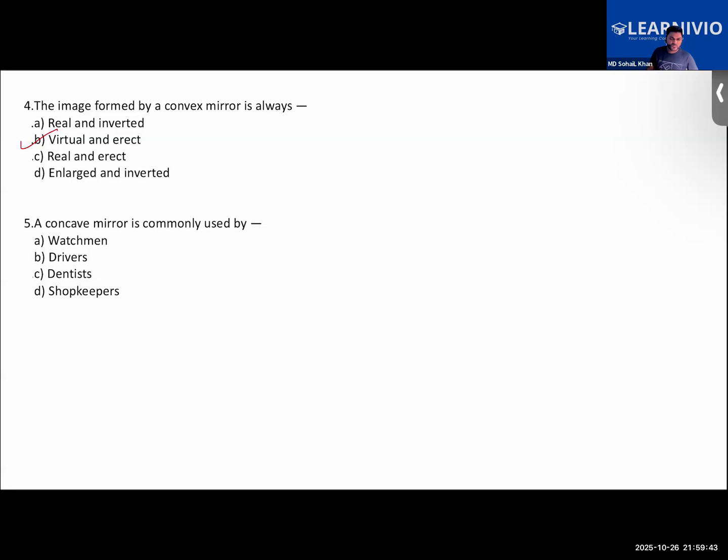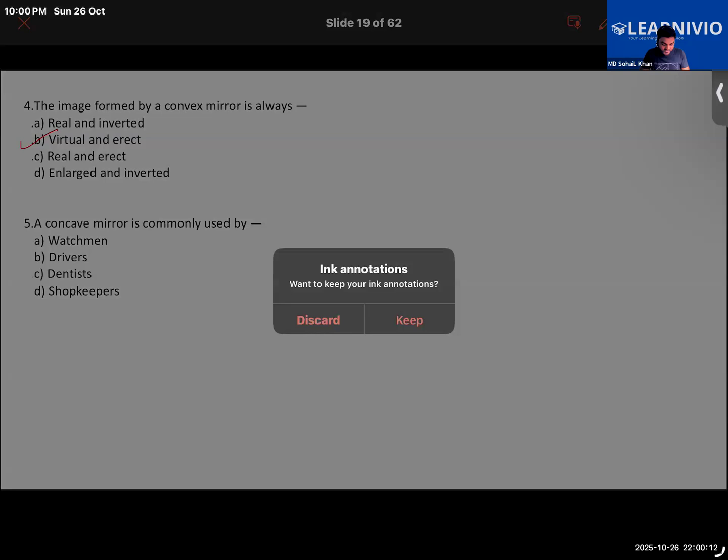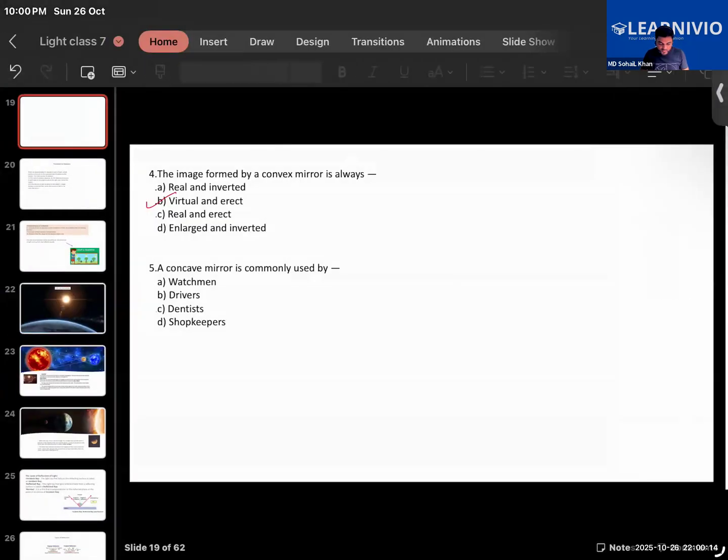Drivers, sorry. Drivers, like they will be using the rear view mirrors. Rear view mirrors are made up of convex mirrors, no? Right. So it is actually dentists, no? Why? Because I have told you guys that when the objects are brought closer to the concave mirror, it forms enlarged images. Yeah, you would have seen enlarged images.